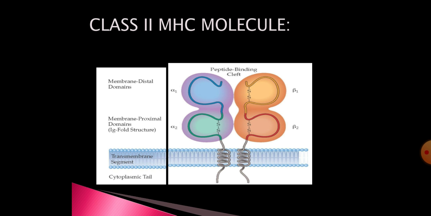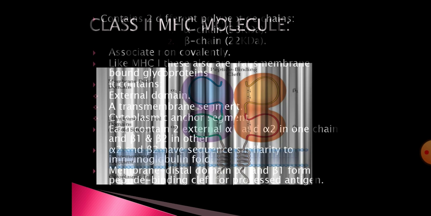Alpha 1 and beta 1 come under the membrane distal domain, which is far from the center body, and alpha 2 and beta 2 come under the membrane proximal domain, that means near the center body. Both the chains associate non-covalently. Okay, so this was all about the MHC class 2 molecule.